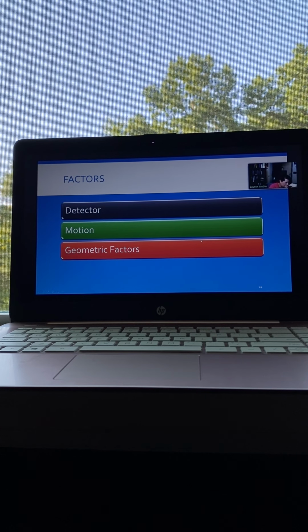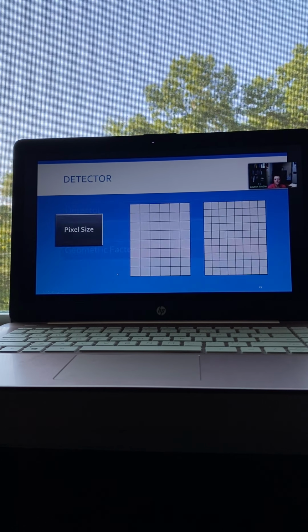As far as the categories, the factors that impact spatial resolution come under these headings here. There are things relative to the detector that impact sharpness, motion impacts sharpness, and then we have a category referred to as geometric factors. So these are the three categories that will impact sharpness. The first one to look at is the image detector. This is greatly magnified, but for an example, you remember our flat panel detector that I showed you in lab? It's the one that stays in the battery charger in room 1.